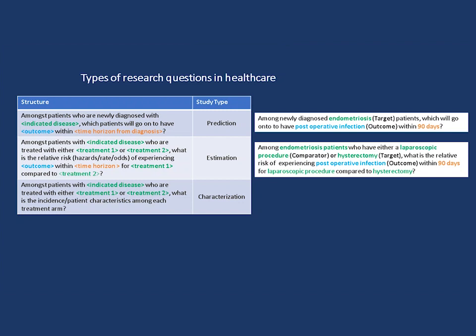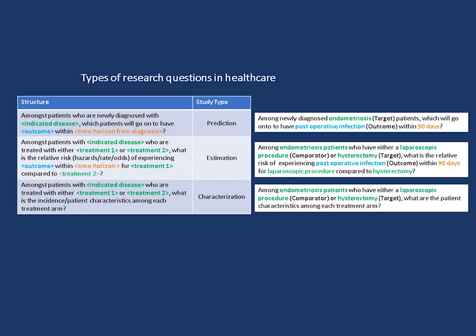Lastly, if we were to think about a characterization study, we would think about patients with a disease who are treated with either treatment 1 or treatment 2. What is the incidence or patient characteristics amongst each treatment arm? So a characterization question for the study topic I'm interested in would be, among endometriosis patients who have either a laparoscopic procedure, a comparator, or hysterectomy, a target, what are the patient characteristics among each treatment arm?